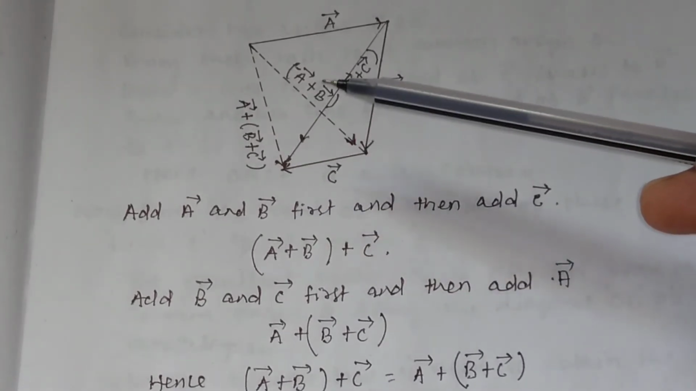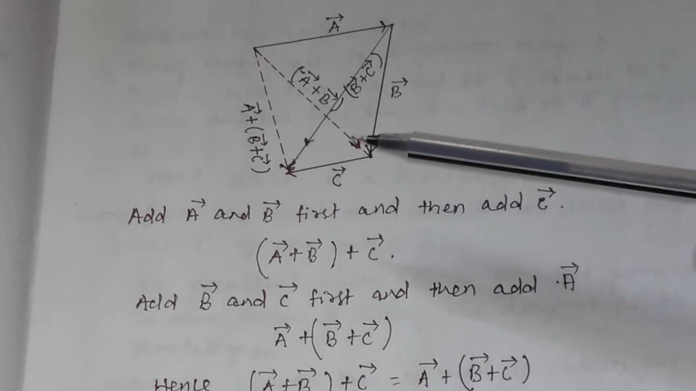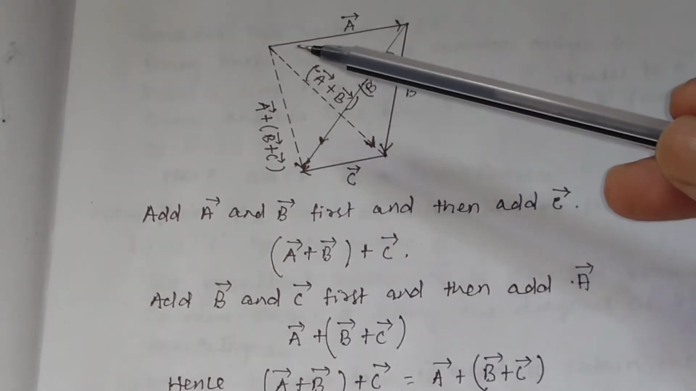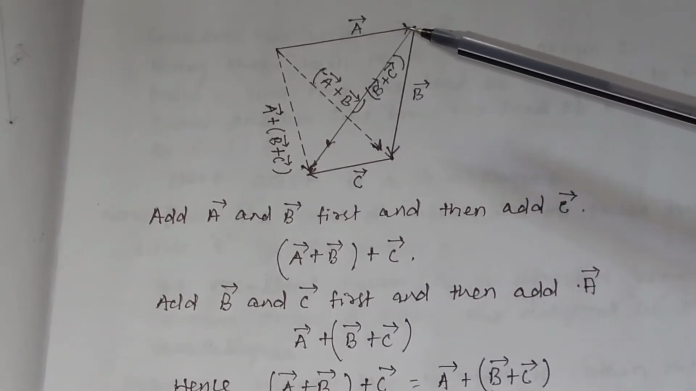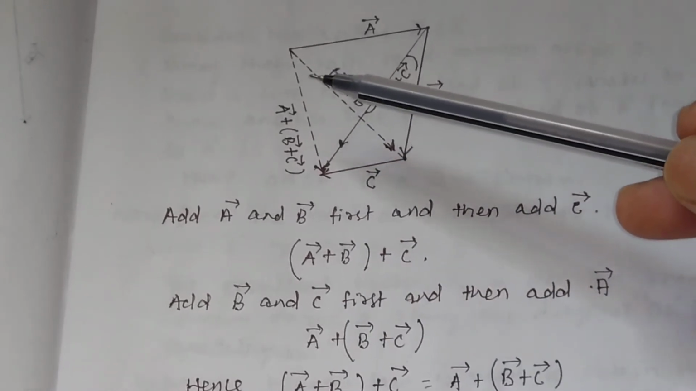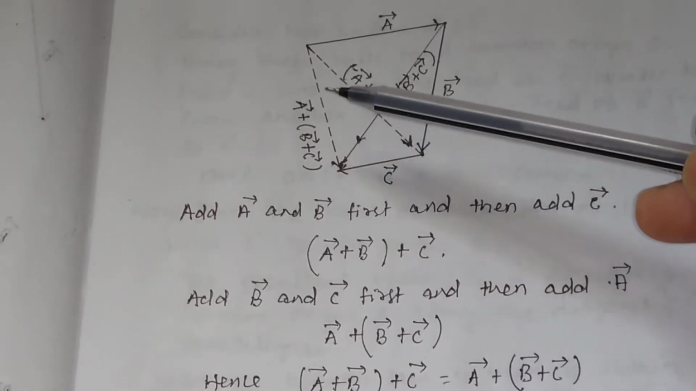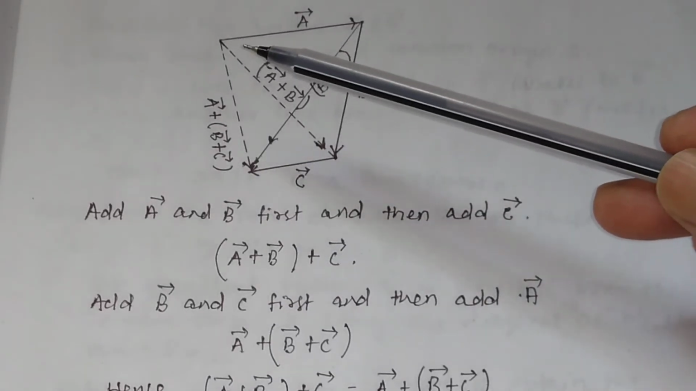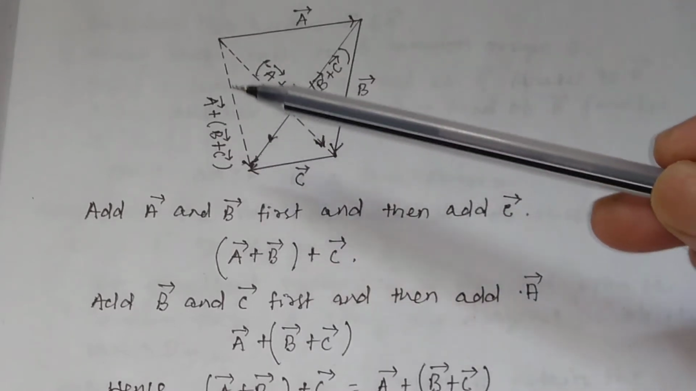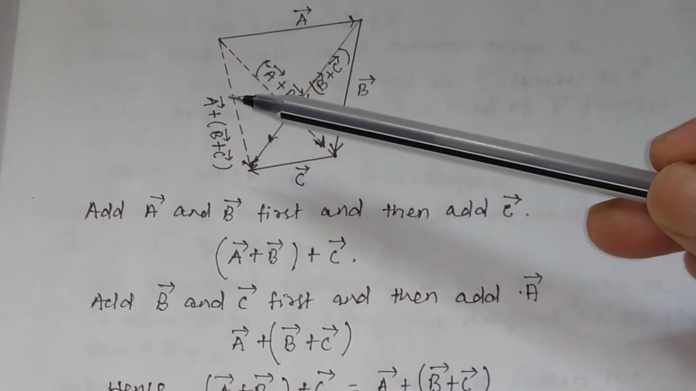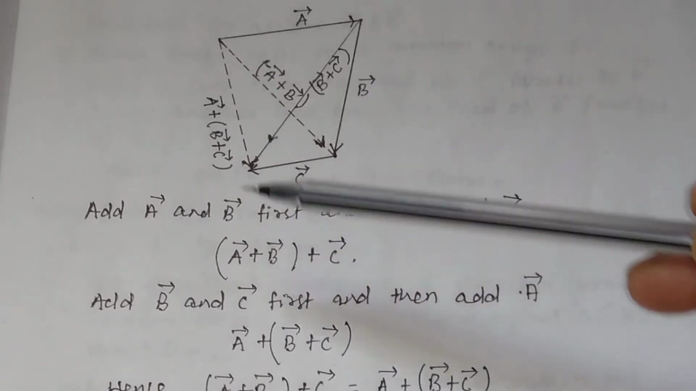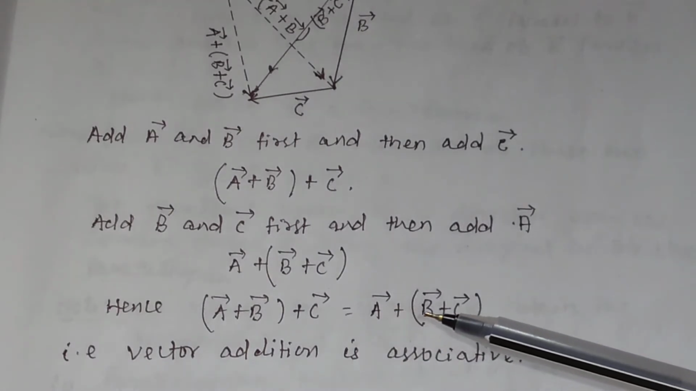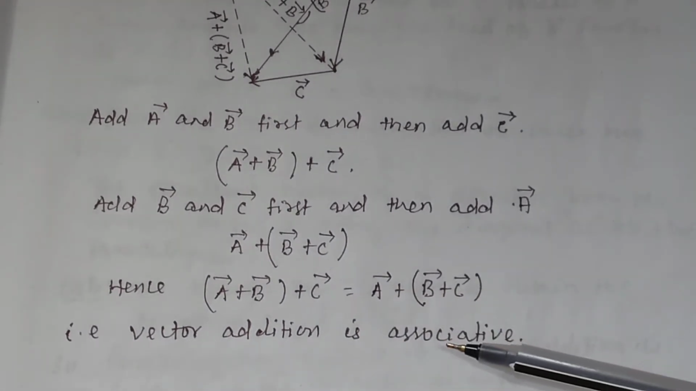Again you see, suppose this is the vector B and this is the vector C. So this vector will be equal to B plus C. And if you take the addition of the vector A with B plus C, then the resultant vector will be equal to A plus (B plus C). Initially we defined that the resultant vector is (A plus B) plus C. Now you define this vector as A plus (B plus C). So you can conclude that (A plus B) plus C is equal to A plus (B plus C). That is, vector addition is associative.